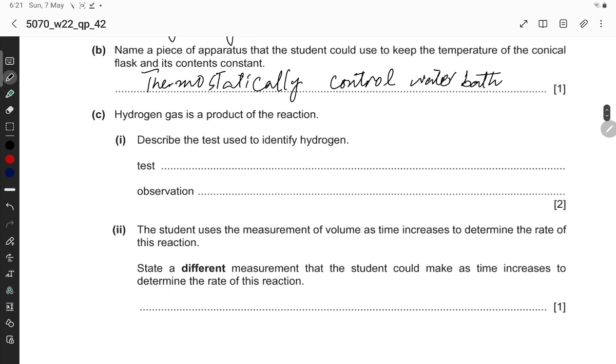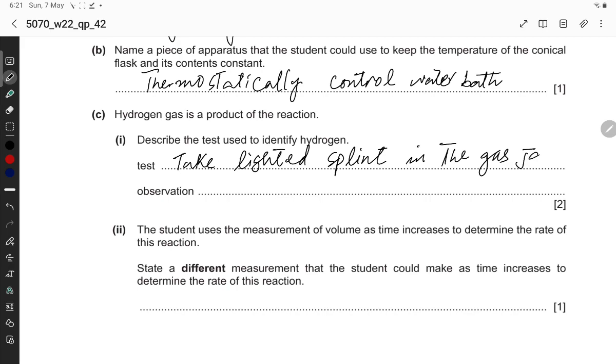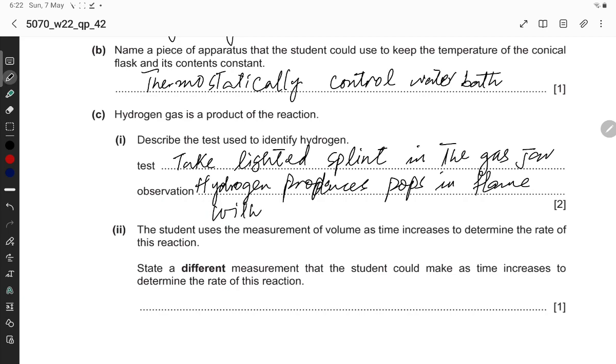Hydrogen gas is a product of the reaction. Describe the test used to identify hydrogen gas. Take a lighted splint to the gas jar. Hydrogen produces a pop with the lighted splint.